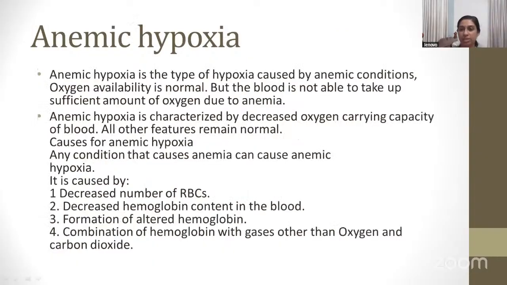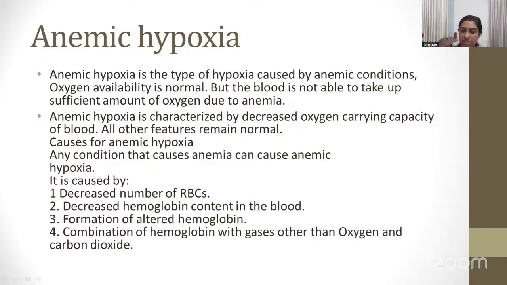Next is anemic hypoxia. In anemic hypoxia, the amount of hemoglobin or RBCs available for carrying oxygen to different tissues is less. So it's a type of hypoxia caused by anemic conditions. Here oxygen availability is normal, but the blood is not able to take up a sufficient amount of oxygen due to anemia. Anemic hypoxia is characterized by a decreased oxygen carrying capacity of the blood. So oxygen is available.